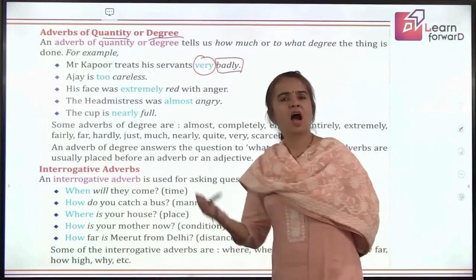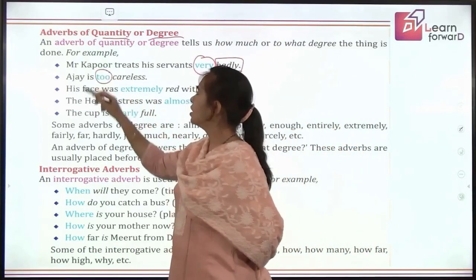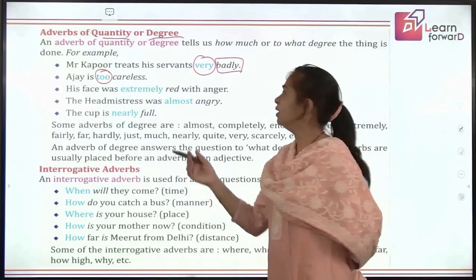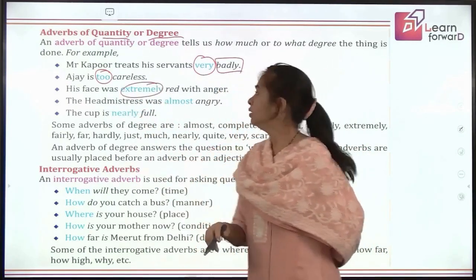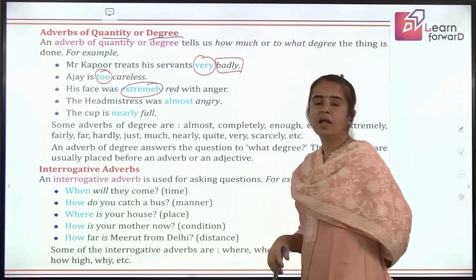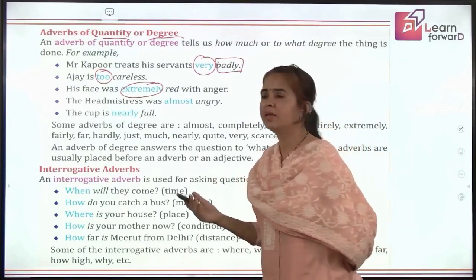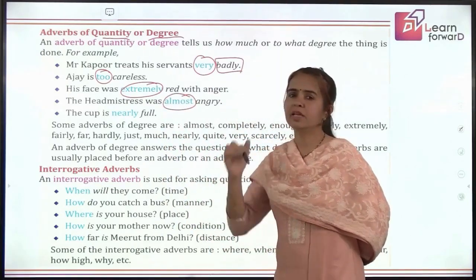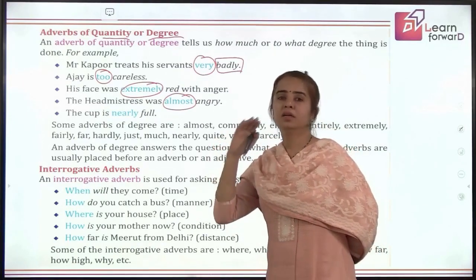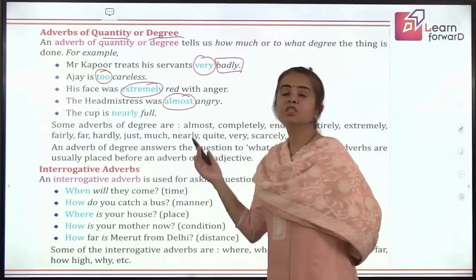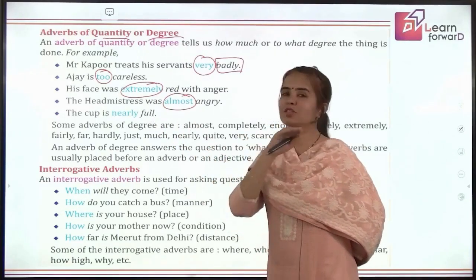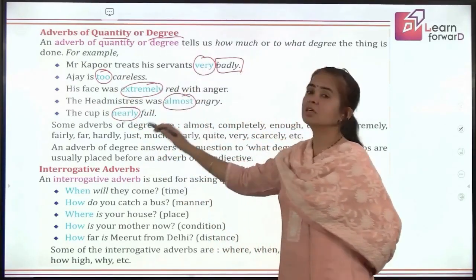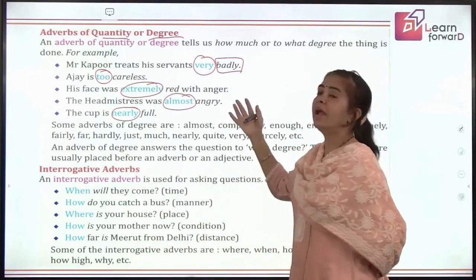Ajay is careless. How much careless? Too careless. His father was red with anger. That means very angry. So how much red? It is extremely red. The headmistress was angry. And how much angry? To what extent was she angry? She was almost angry. That means she did not erupt, but then she was almost angry. It was almost at the height for her. The cup is full. How much full? It's nearly full. So it's not up to the brim, but then it is nearly full. So all these encircled words are qualifying your adjectives or adverbs.